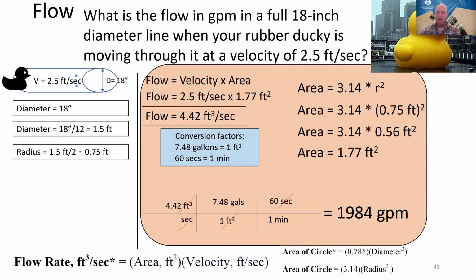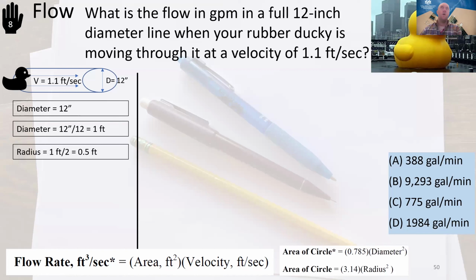And so now we're going to move on to one that's pretty much the exact same question, but I want you all to do this one. It's the same question, but with some different values. So if you calculated that one out, you should be able to calculate this one out too using the same methodology. So this one, we want to know what the flow is in gallons per minute. And it's going to be a 12-inch pipe this time, 12-inch diameter. And our rubber ducky is cruising through at a velocity of 1.1 feet per second. Okay, so I'll give you all a few minutes to figure that out. And I'm going to launch this poll. So fill this in when you have your answer.